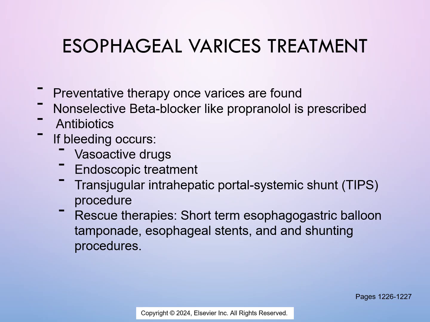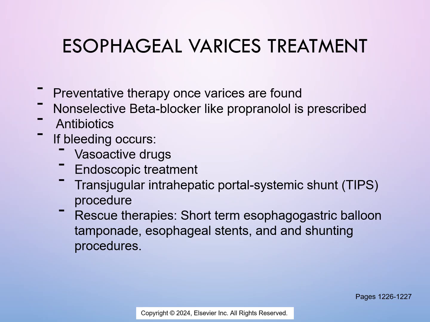For endo treatments, in an endoscopic variceal ligation, this can be banding the varices to decrease the blood supply to them. There is an endoscopic sclerotherapy. This is where varices are injected with a sclerosing agent, causing inflammation and fibrosis.